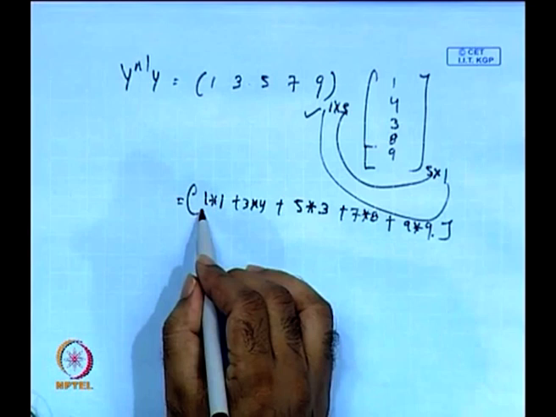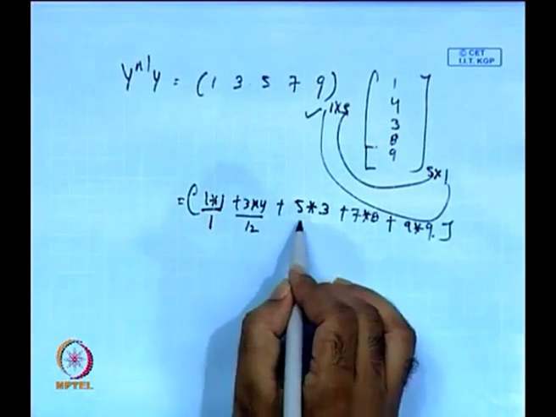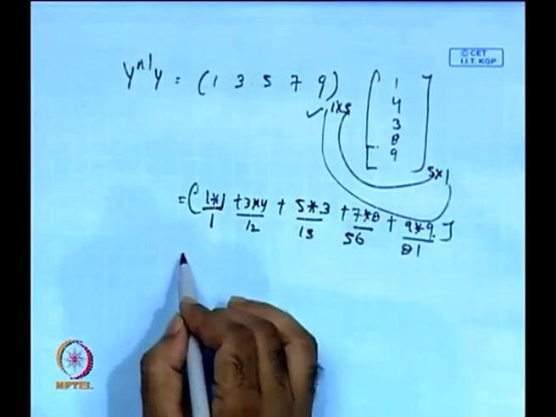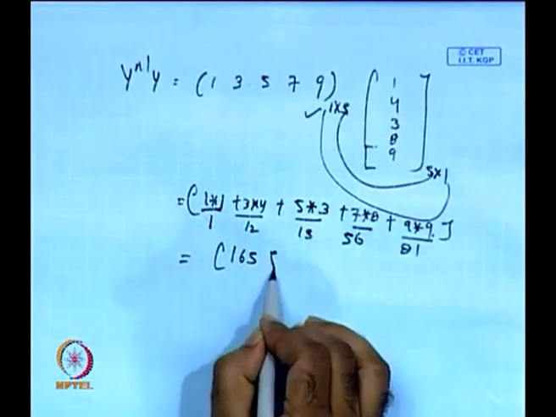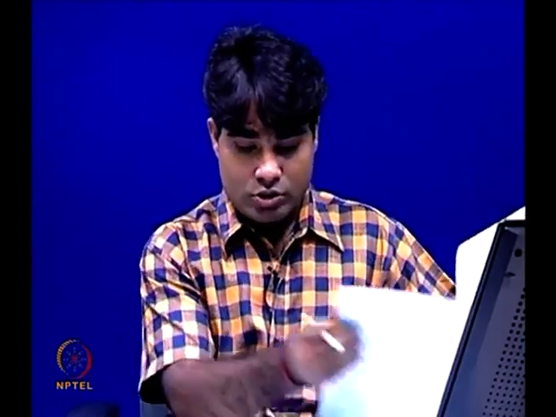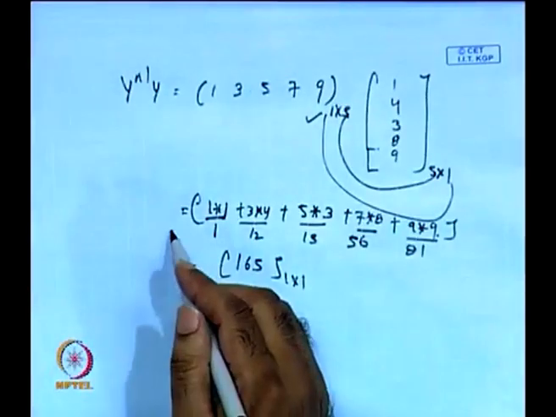So this is 1, this is 12, this is 15, this is 56, this is 81. If you make a sum, it comes to 165. Okay, so this is 165, 1 by 1. This is y hat transpose y. Similarly, we have just calculated summation y square here. So this is summation y square, and this is summation y hat square.